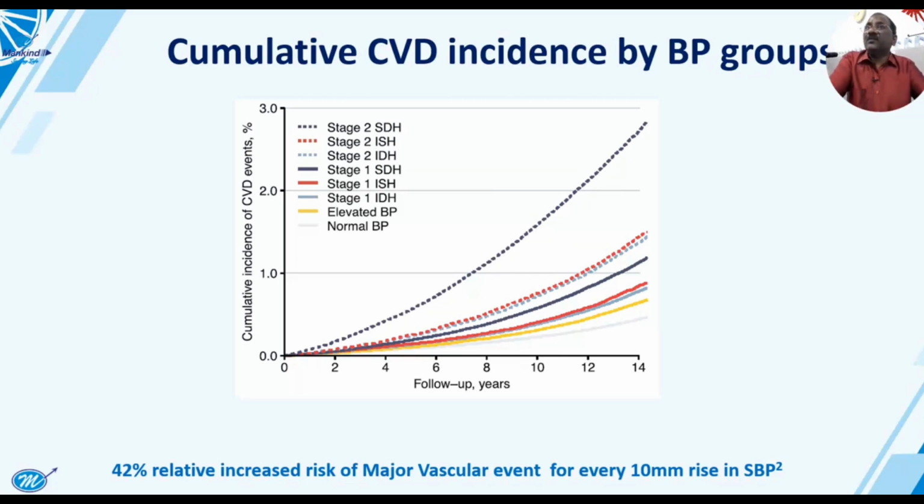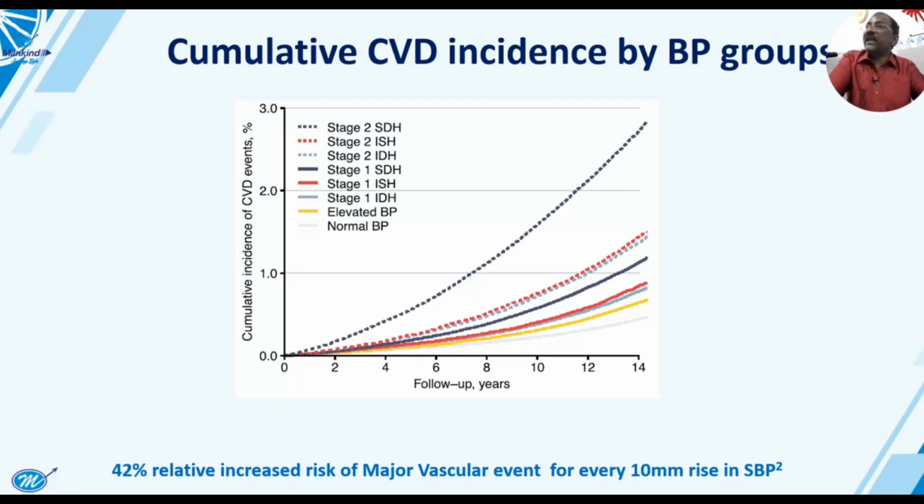Just 10 millimeters more than your normal. So what is the risk? Is it 5%? Is it 1%? Is it 2%? What is the risk? 42% vascular risk. For every 10 millimeters hike of your systolic blood pressure, they didn't mention here, and 5 millimeters rise of your diastolic blood pressure.